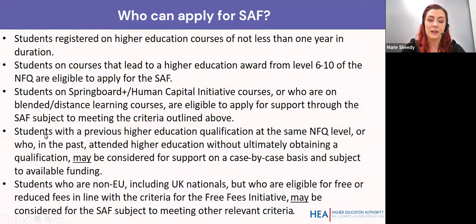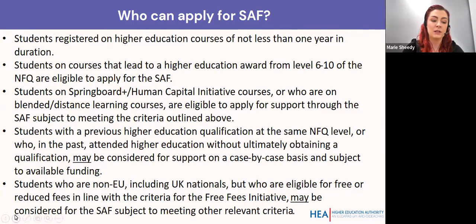This slide just relates to who can apply for the Student Assistance Fund. So if you'd like to read through it and just see if you are eligible to apply. Now, if there's any uncertainty around whether you're eligible or not, you can contact us on the emails that I previously mentioned, and these are listed on the website also. So very close to where this video will be uploaded, you can see our contact information. So it's important that you do check your eligibility.